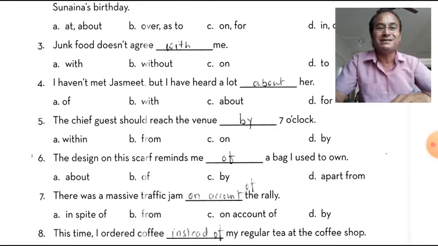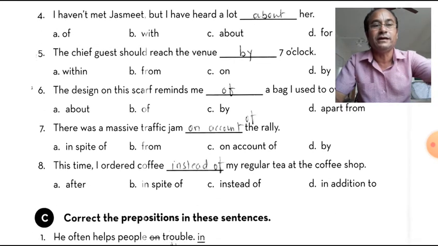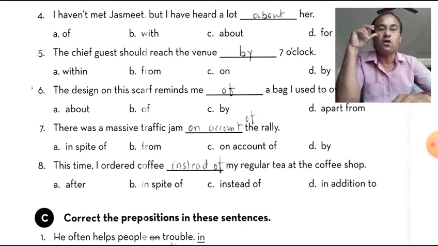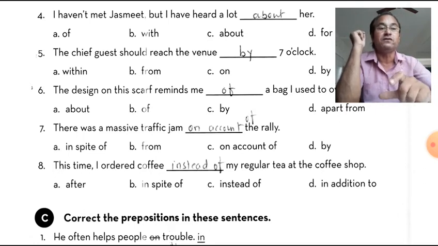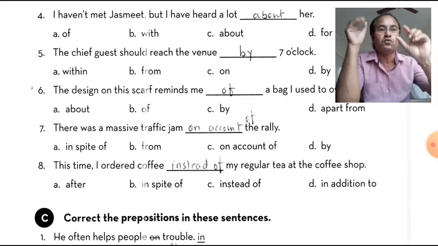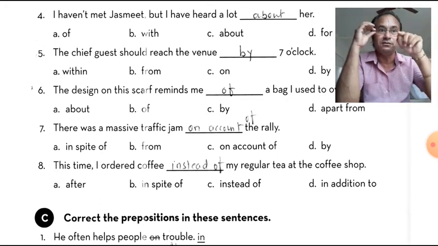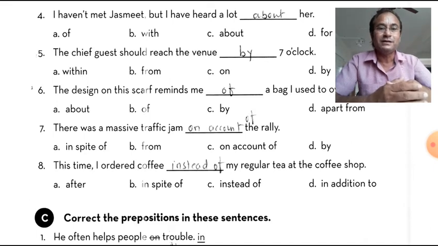Now, there was a massive traffic jam because of, or on account of, की वजह से. In account of, on account of the daily, in spite of, no, from, no, by, no, on account of, की वजह से. So try to understand the sentence and then fill in the prepositions. This time I ordered coffee instead of my regular tea at the coffee shop.